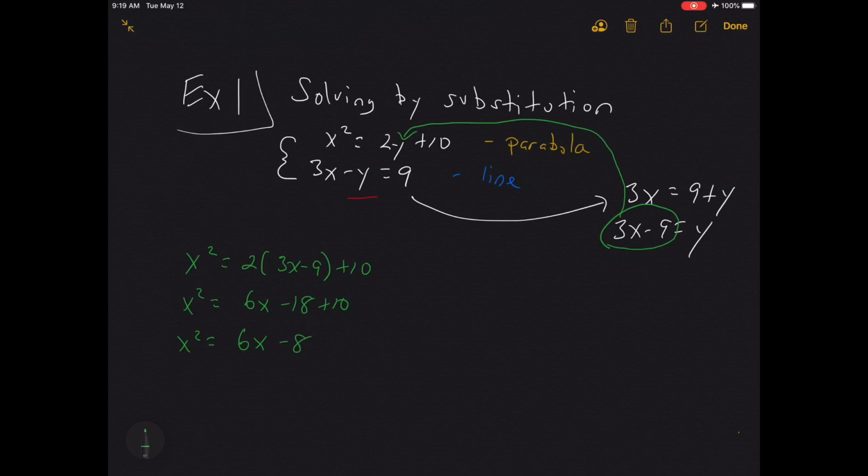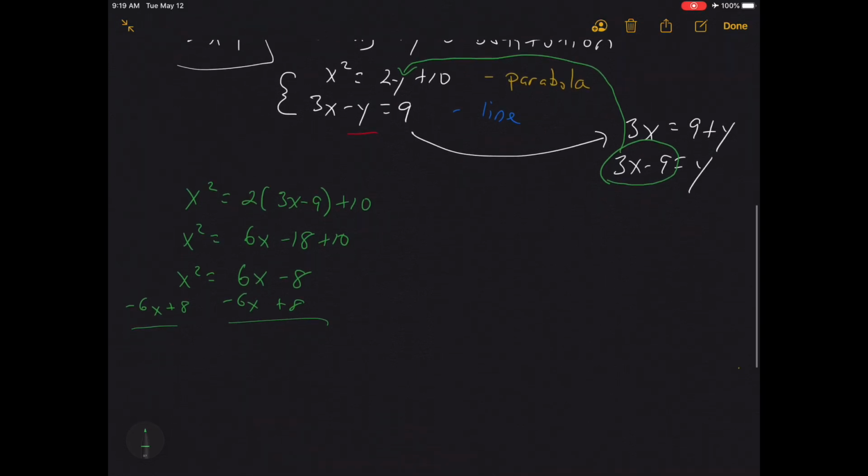Now what I have is a quadratic in one variable. In order to solve this, we need to get everything to one side or the other, so we can set one side equal to 0. So we're going to subtract the 6x and add the 8 from both sides. And then let's see what we get here. On the left side now we've got x squared minus 6x plus 8, and then on the right side we get 0.